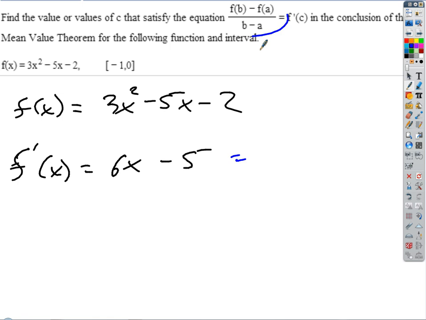Okay. Well, what is f of b? a is at -1, and b is at 0, right? Makes sense?